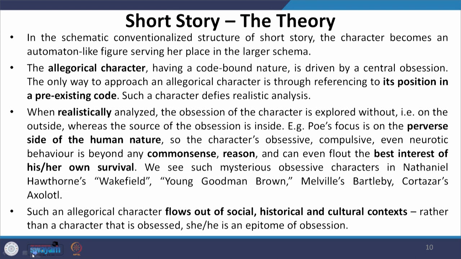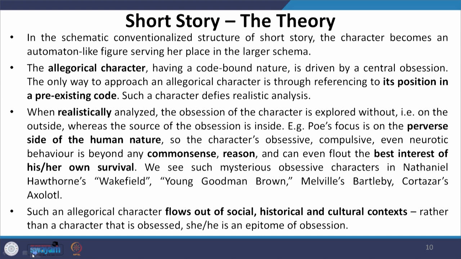So, some of the stories entail this reading, where individual reading does not make too much meaning. It does not make a lot of sense unless we read the characters as symbols, as standing for something else, a larger concept, for example. So, characters as code, the story as a scheme, and such characters, such plots defy realistic analysis.